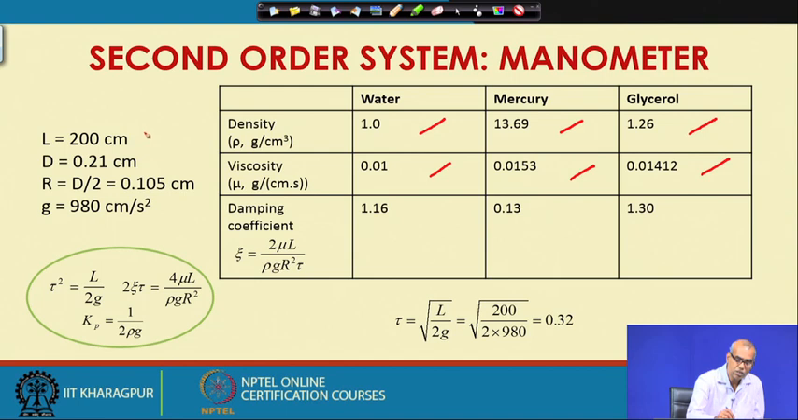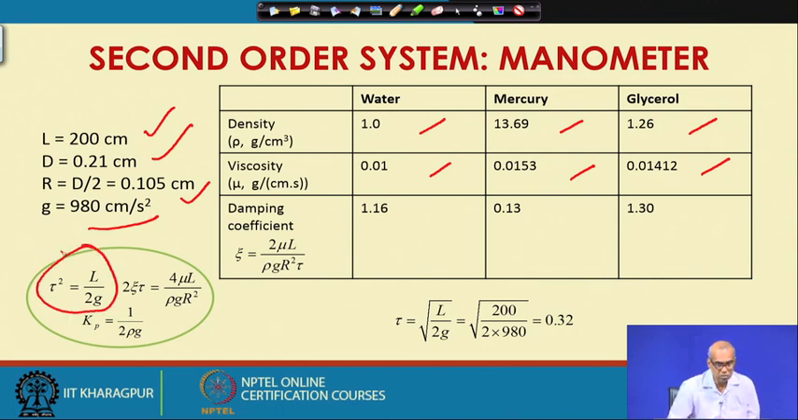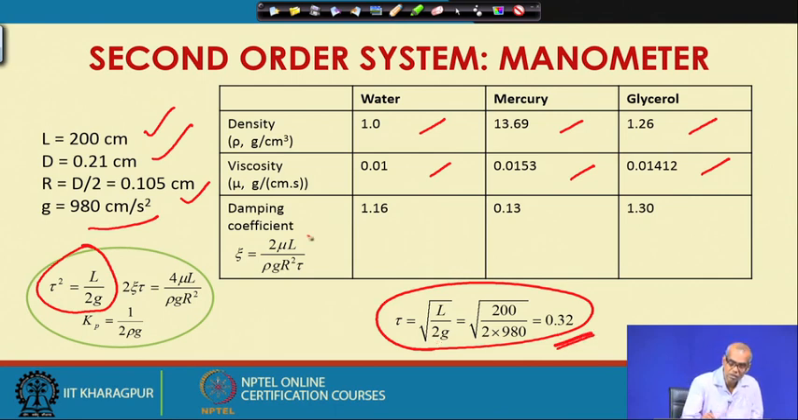Values are given as L is 200 centimeter, diameter is 0.21 centimeter. So, radius is half of that and g, acceleration due to gravity, is given as this. Now, the time constant tau we know, tau square is L by 2 g. So, it can be computed in a straightforward manner from this equation. Tau is square root of L by 2 g, L is given as 200 centimeter. So, tau is 0.32.